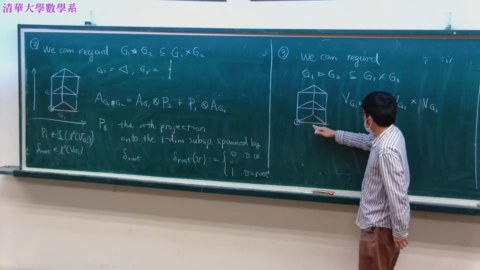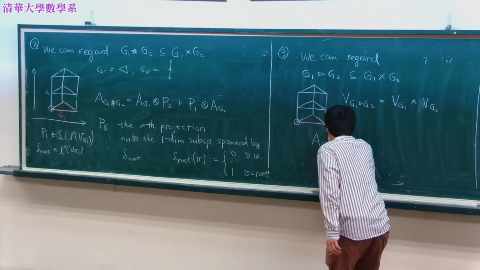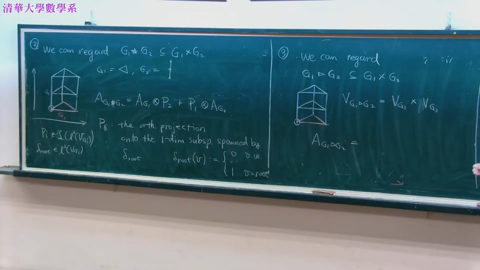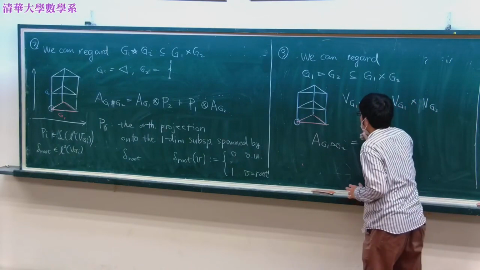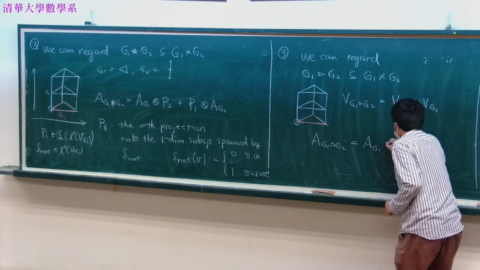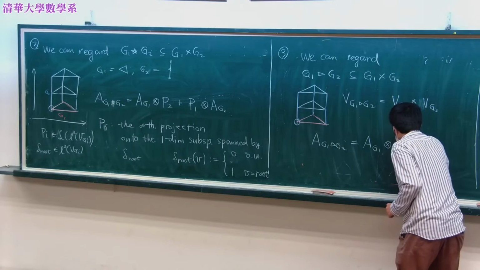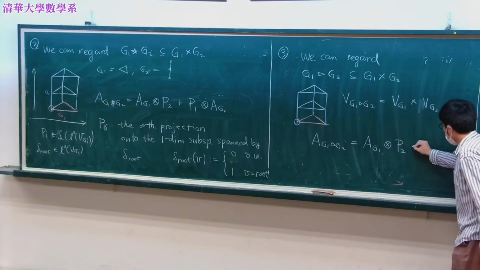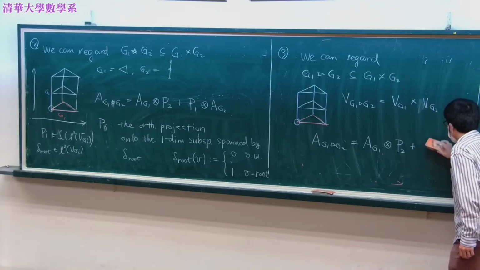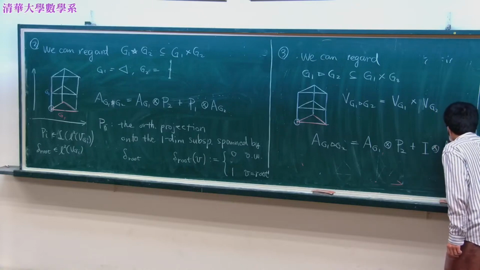What happens for the adjacency matrix of this graph? So A of G1, G2 is, in the same vein as before, in the same idea, A1, AG1, tensor product P2, plus here is identity matrix tensor product AG2.